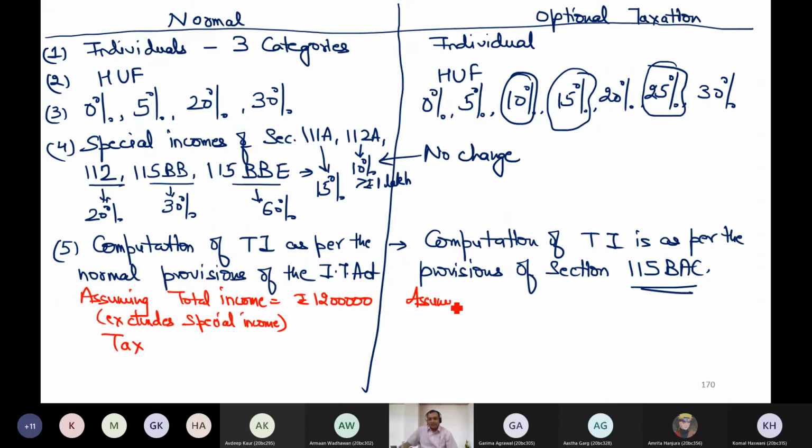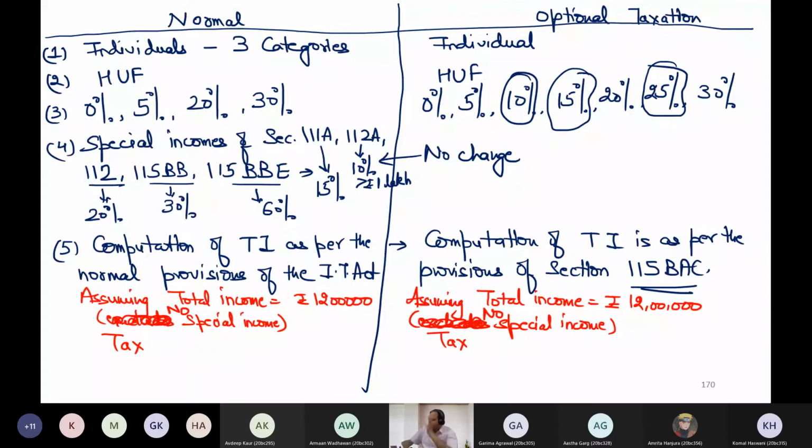And same concept, assuming total income is equal to 12 lakh. Again, here also I am saying no special income. If I write the word excludes, it gives an impression that there might be some special income anywhere else. So I'm saying no special income. Now in both the cases, please tell me the answer of taxation without rebate, cess, etc. So in normal, it comes to 1,72,500, and under the optional, you'll have 1,15,000. So let everyone check 1,72,500 and here 1 lakh 15. Okay, please let everyone check.